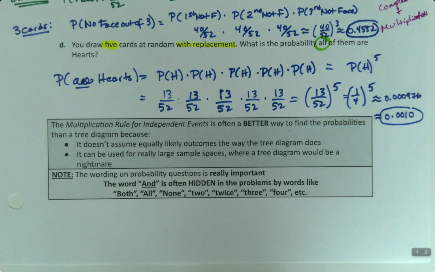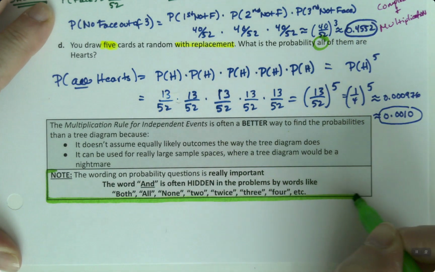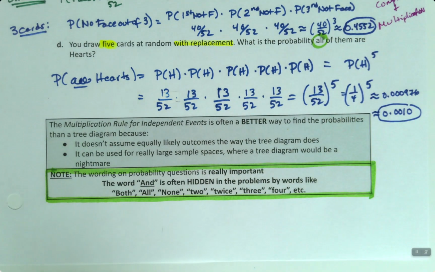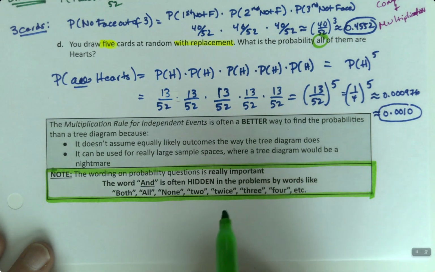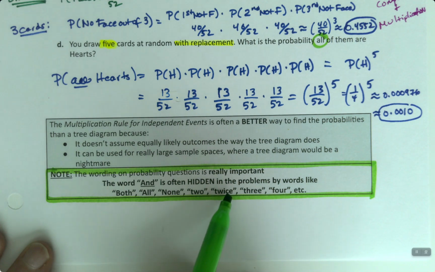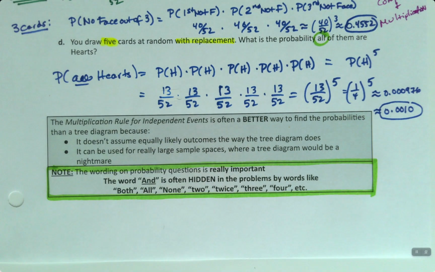Great. But more importantly, we've learned that there are words in English that hide a multiplication rule. So "and" is hidden in other words like both, all, right? We saw both of these, right? Both was letter B, all was letter D, none, 2 of them, 3 of them. I want 3 hearts and 4 hearts and things like that. That's multiplication rule.